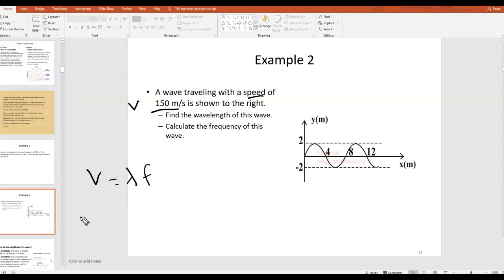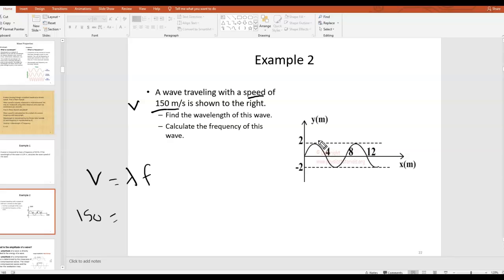I do have v is 150, but I don't have the frequency. In fact, the next question asks me to calculate the frequency. So you might be confused for a second, but if you look over here, we actually have a picture of the wave, and from the picture of the wave we can find the wavelength.